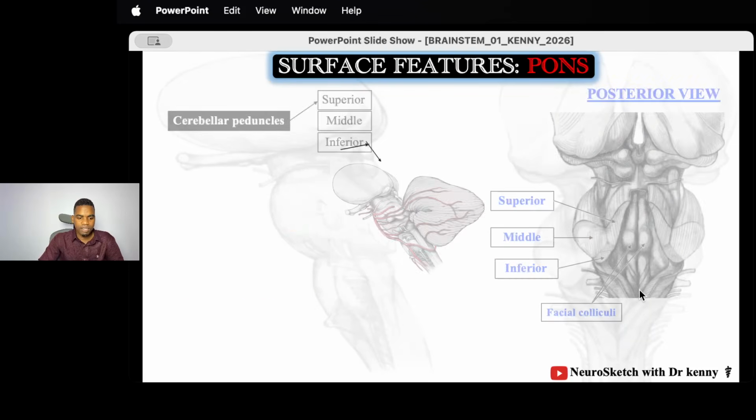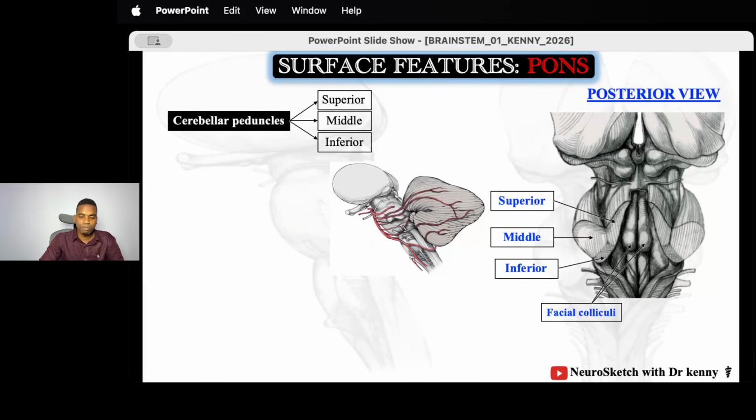Let's go to the posterior surface of the pons. This is what we see on the posterior surface of the pons. We have 3 cerebellar peduncles. Now these are the cerebellar peduncles, not cerebral. And these are peduncles like feet. So these are the feet of the cerebellum.